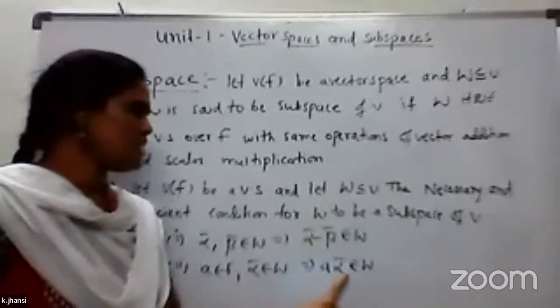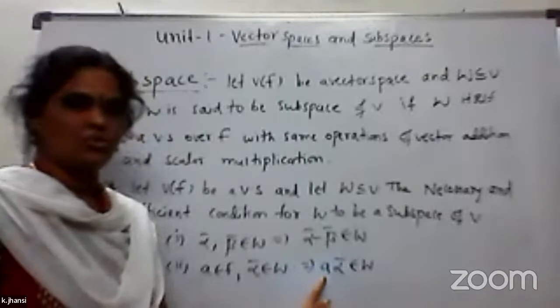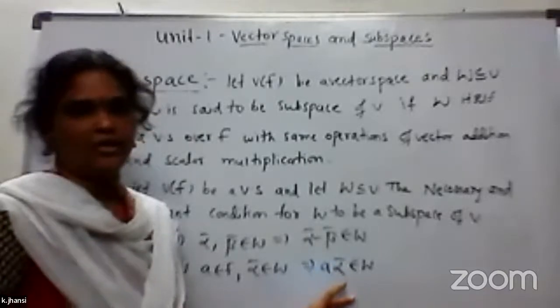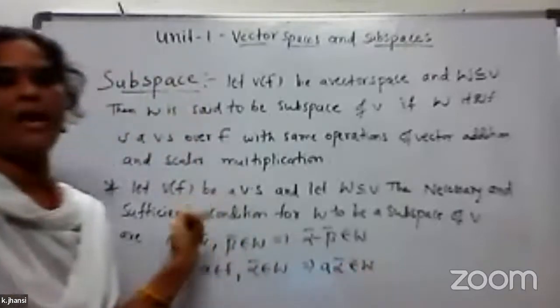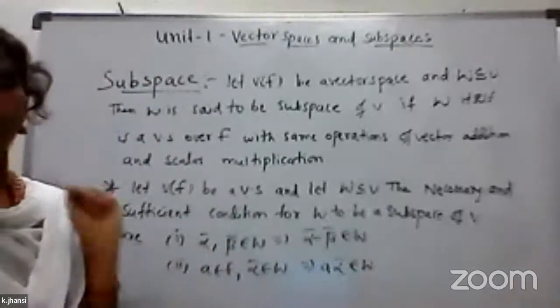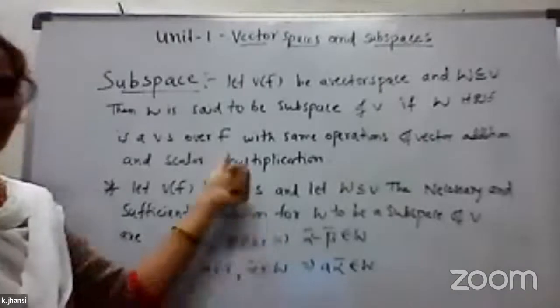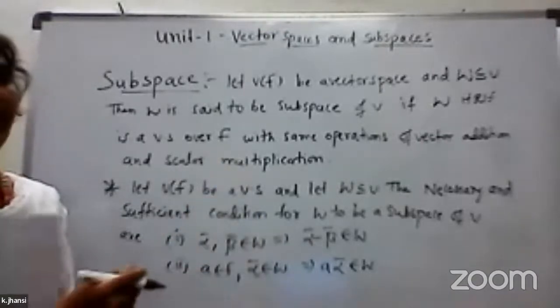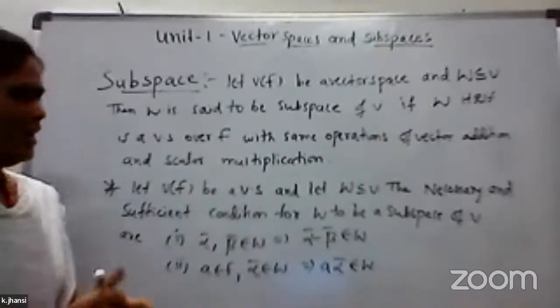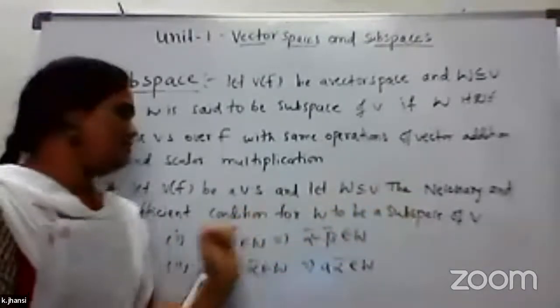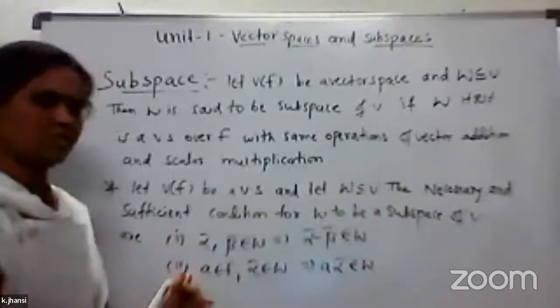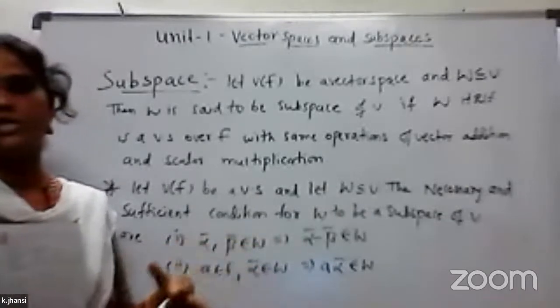So when you do the scalar multiplication of these two, whatever the resultant you are getting, if that belongs to W, then W is called a subspace of V. Okay, this is the definition of subspace. So if any problem asks us to show that W is a subspace of V, then with the help of these two conditions, we can tell that W is a subspace of V.